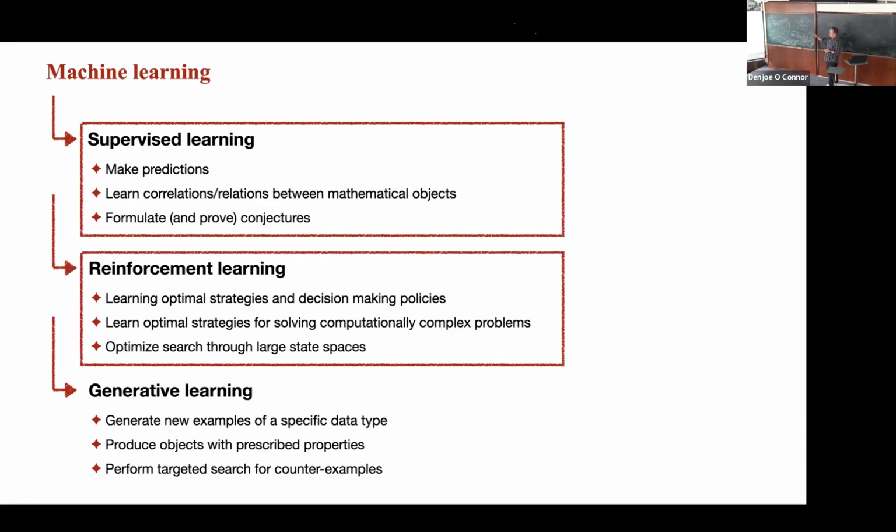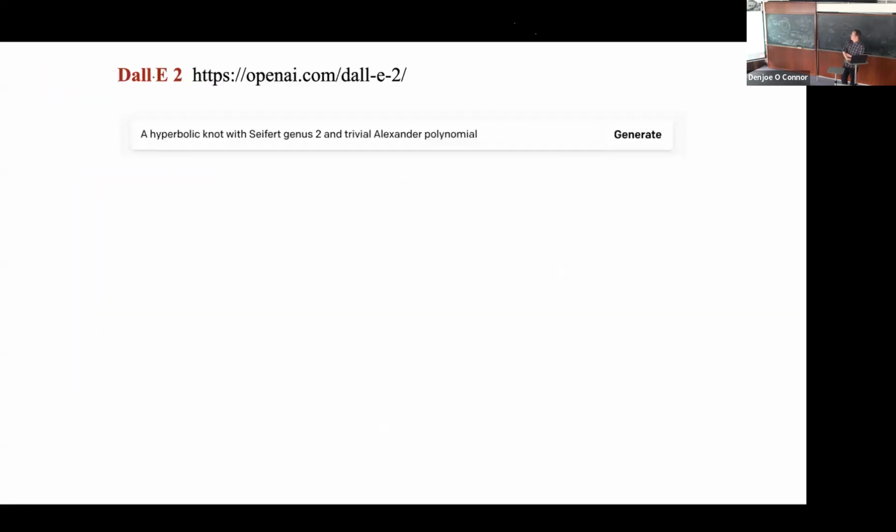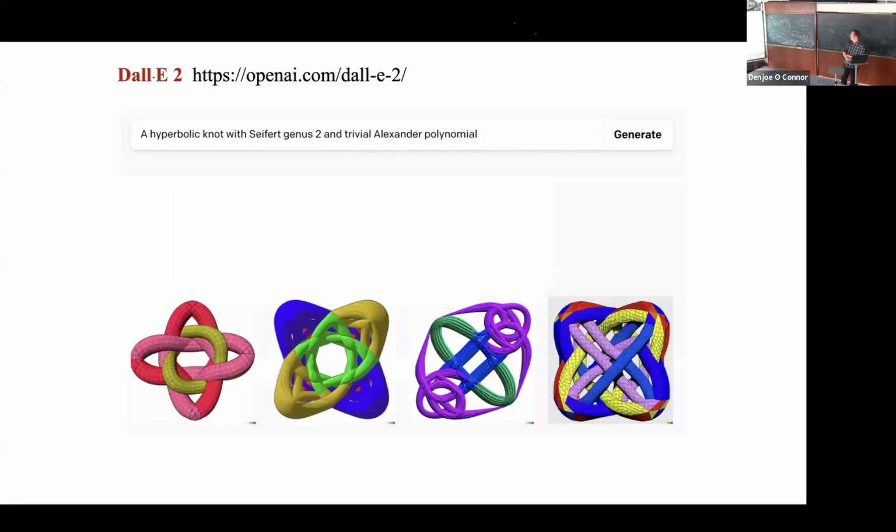But I'm not going to leave generative learning alone, because we have nice image generation software. So, for example, I did this a couple of years ago, where I asked what DALL-E 2, as it was at the time, knows about knot theory. I asked it to produce a hyperbolic knot with cipher genus 2 and trivial Alexander polynomial, and this is what it gave me. I don't recognize any of these knots.